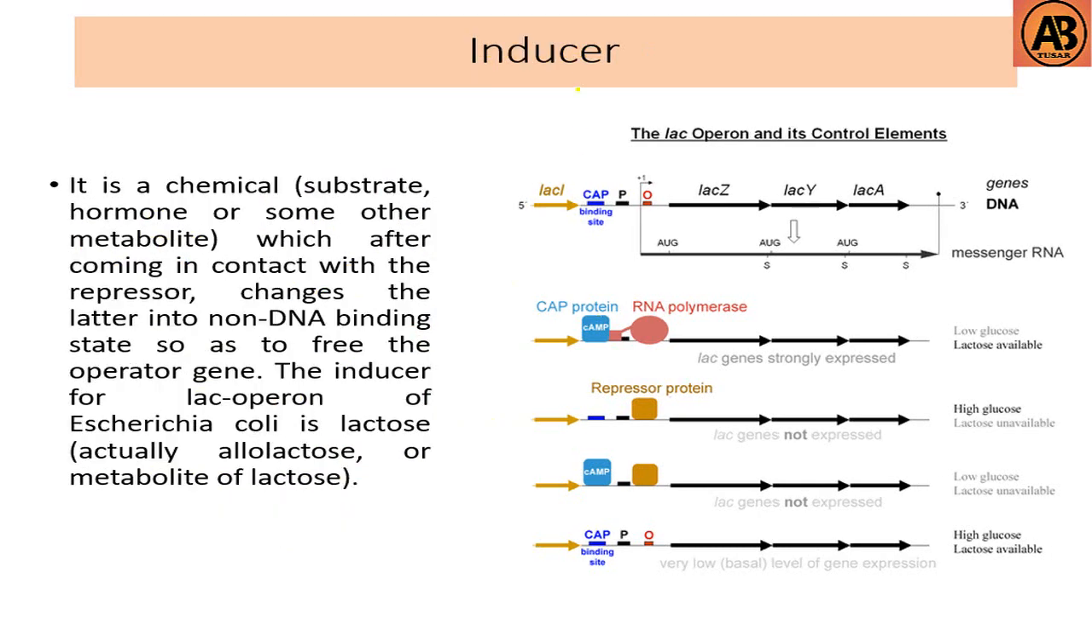Then inducer. It is a chemical substrate, hormone, or some other metabolite which after coming in contact with the repressor changes the latter into non-DNA binding state so as to free the operator gene. The inducer for Lac Operon of Escherichia coli is lactose, actually allolactose or metabolite of lactose. So this is inducer.